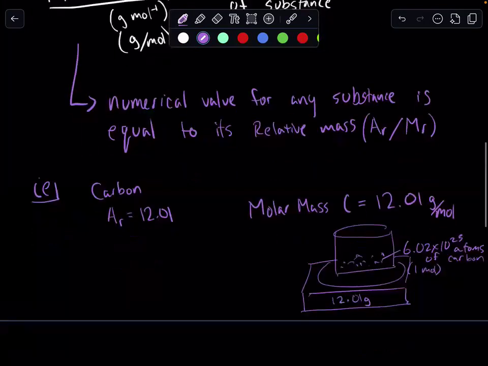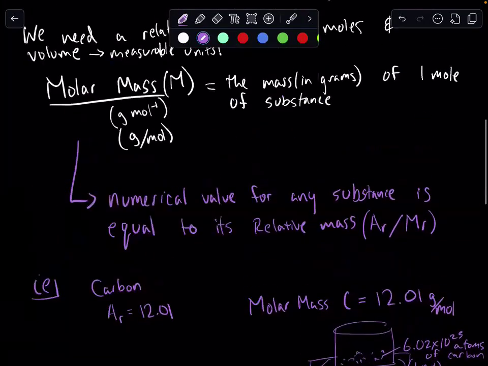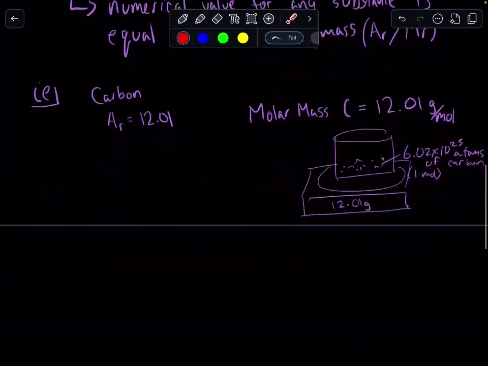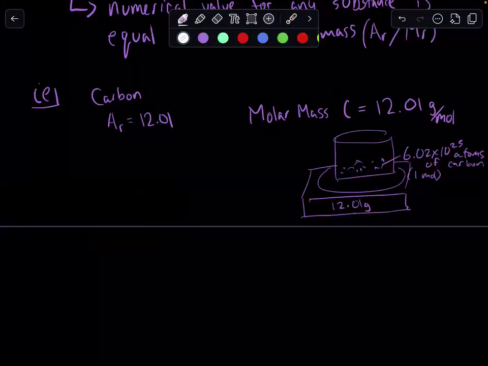So that is what molar mass says. Molar mass says specifically the mass in grams of 1 mole of substance. So 1 mole of carbon has a mass of 12.01 grams. And that's how we measure things in a chemistry lab. So I think we should practice this just a little bit. We'll be doing a bunch of practice.